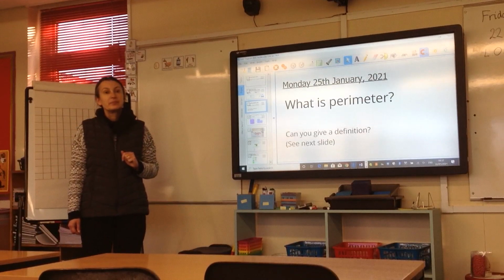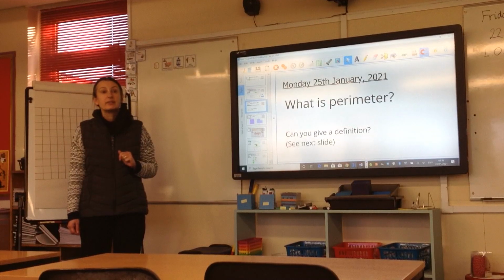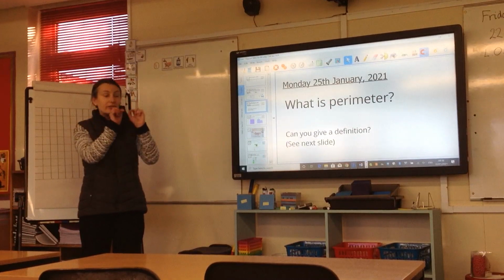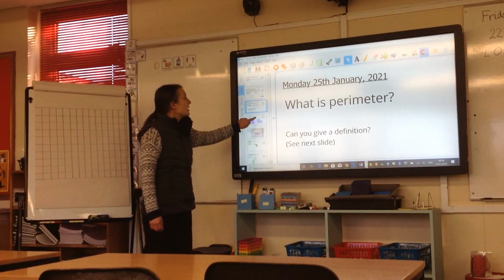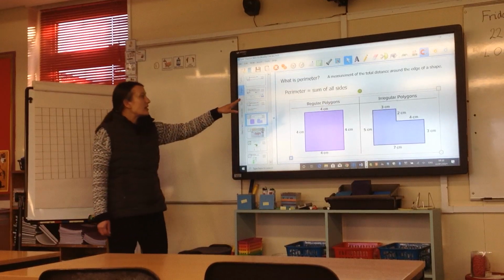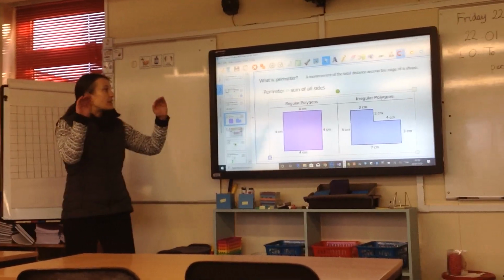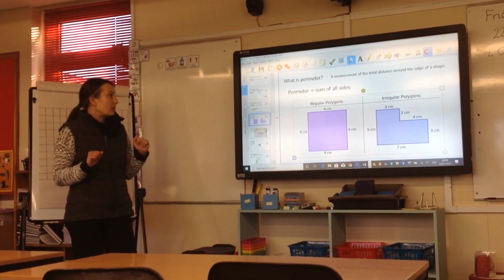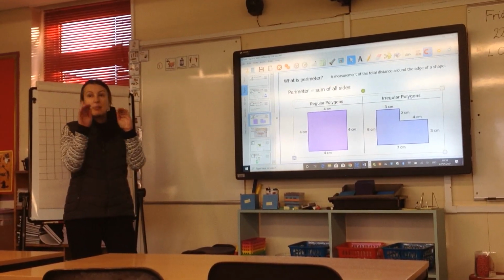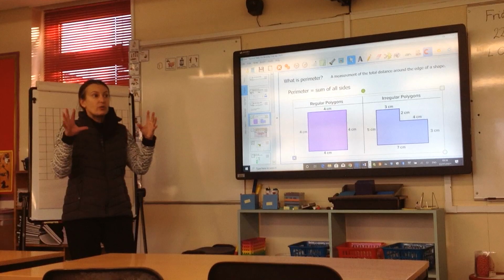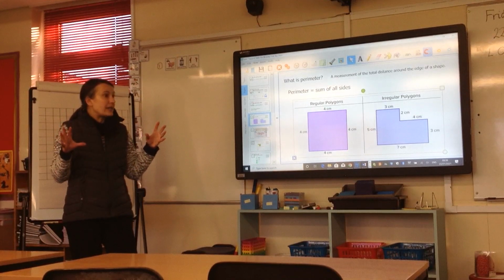So basically, 1 square would mean 1 centimetre, and you count them along. So you'd have to count the way along. Yeah. Absolutely. Well done. So let's take a look at it. So perimeter is a measurement of the total distance around the edge of a shape. Okay, so the perimeter is the sum of all those distances put together, sum meaning adding up.